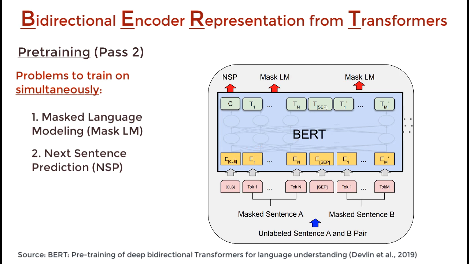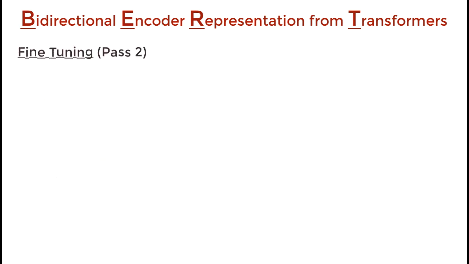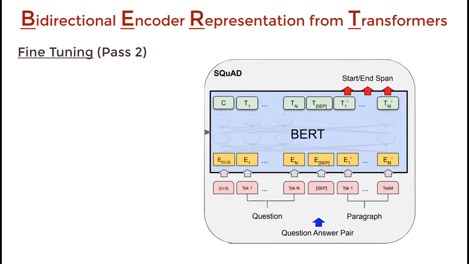Now on the output side, C is the binary output for the next sentence prediction. So it would output 1 if sentence B follows sentence A in context, and 0 if sentence B doesn't follow sentence A. Each of the T's here are word vectors that correspond to the outputs for the masked language model problem. So the number of word vectors that we input is the same as the number of word vectors that we output.